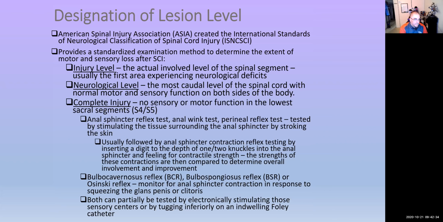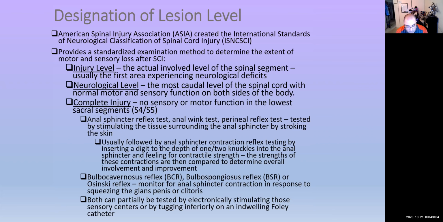The injury level is great to know. That's not important to us, really. I don't ever care about the injury level. That's kind of one of those, oh, that's nice to know. I need to know the neurological level. The neurological level is the most caudal level, so the furthest down of the spinal cord with normal motor and sensory function on both sides. The most caudal level of the spinal cord with normal motor and sensory function on both sides.